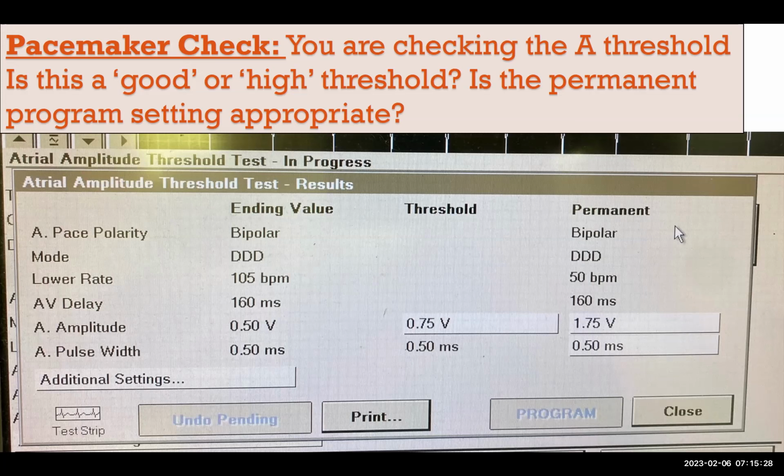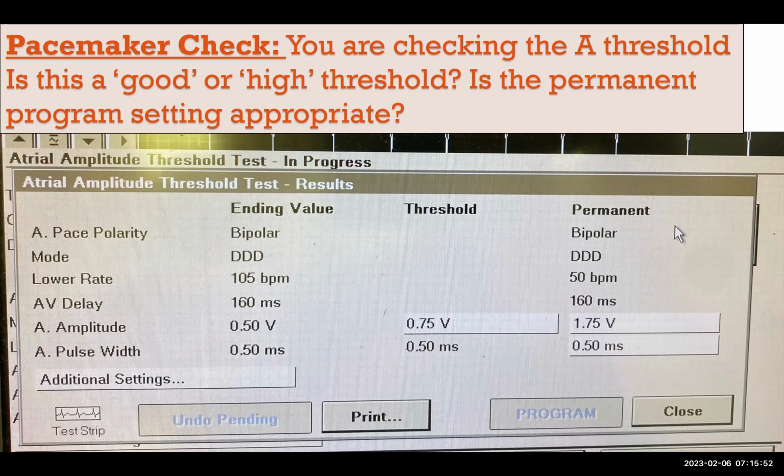But in general, more voltage is a bigger battery use than pulse width, but a long pulse width is also a battery drain. So in a perfect world, we would like the pulse width in a permanent pacemaker to be in the range of 0.4 to 0.5, and we would like the amplitude to be 2 volts or less for the output. That would be the best setting.